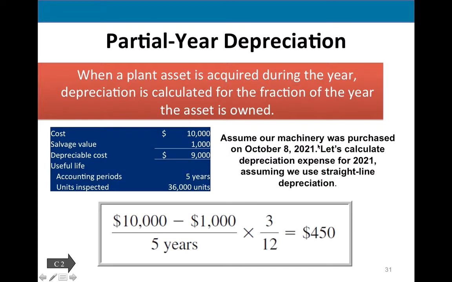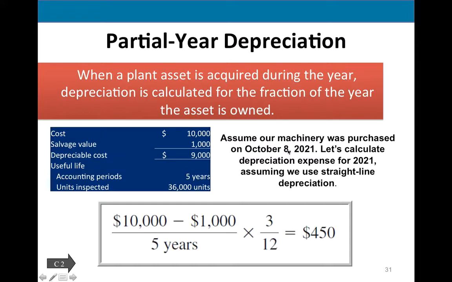So right here, assume our machinery was purchased on October 8th. The general rule is that anything up to the 15th of the month, we are going to count that whole month. So if the asset is acquired by the 15th of the month, that whole month is counted. If it's acquired after the 15th of the month, we will ignore that month.